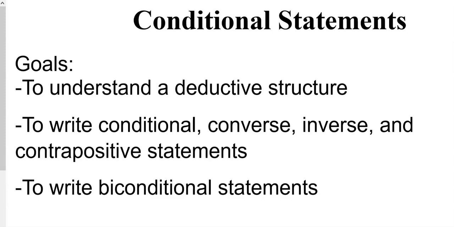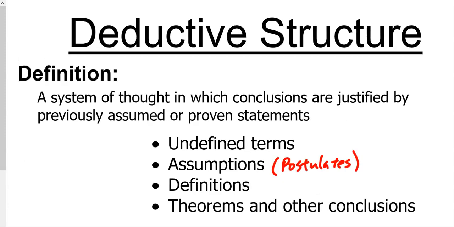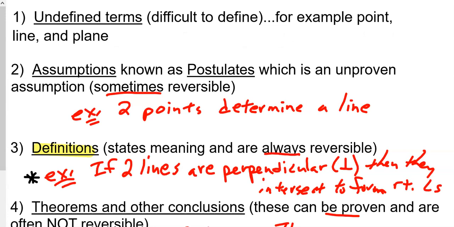Today we're going to start Chapter 2, Conditional Statements. We are first going to start off with what is a deductive structure. A deductive structure is a system of thought in which conclusions are justified by previously assumed or proven statements. It is comprised of undefined terms, assumptions, which we will call postulates, definitions, and then we also have theorems and other conclusions that we have.